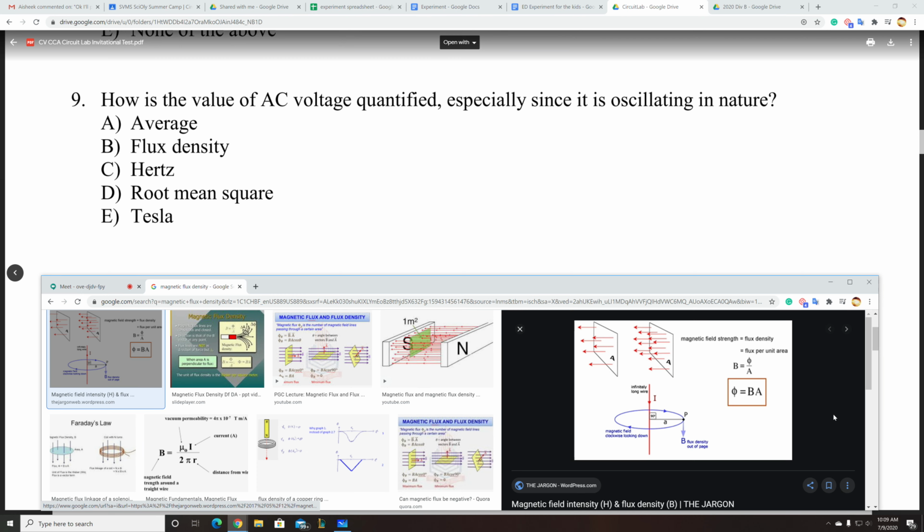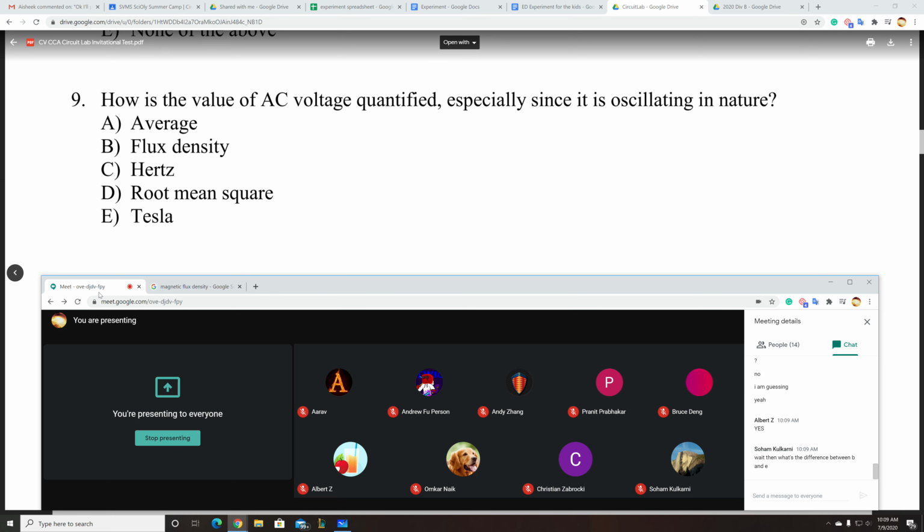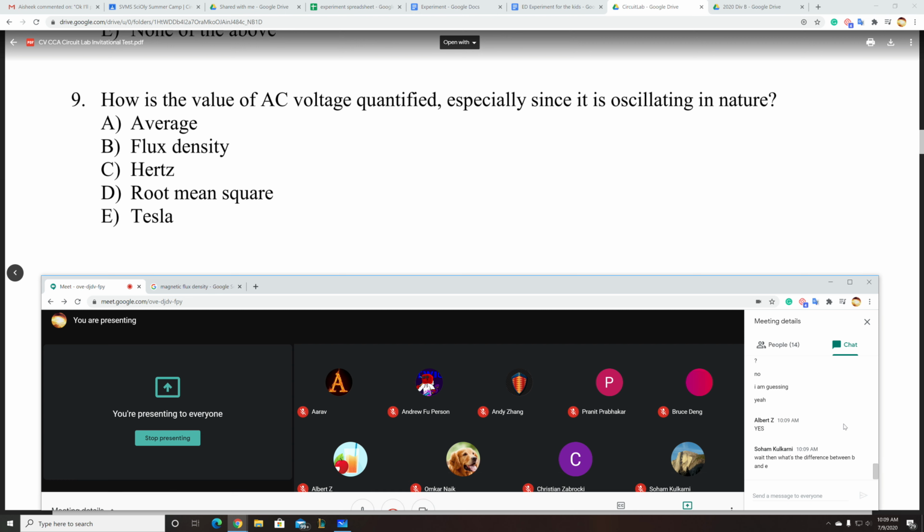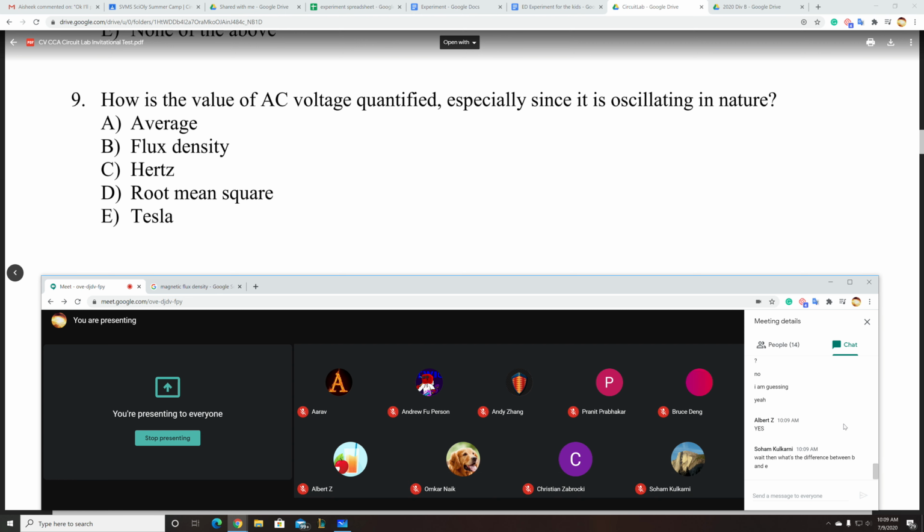If you look at this formula, you know the B I keep talking about? The B force I keep talking about when it comes to magnetism? That's usually measured in Teslas. B means flux density, and Tesla is magnetic flux density. But in the end, it doesn't matter because none of those options are right, so I wouldn't even look at that.